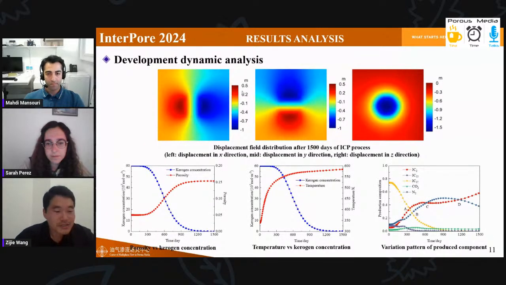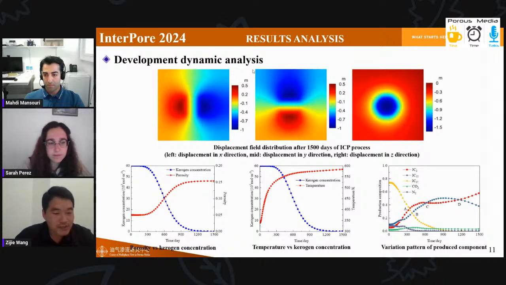From the displacement field, it can be seen that the displacement near the heating well is the largest, and the displacement field in X and Y directions shows symmetry. During SAP, the formation undergoes deformation under thermal expansion, compaction, and reaction strain caused by the pyrolysis of corrosion.